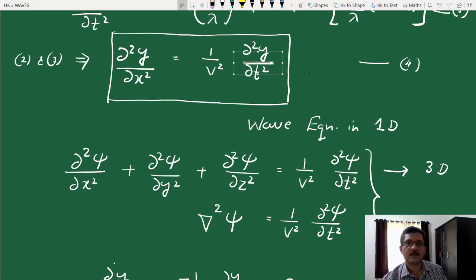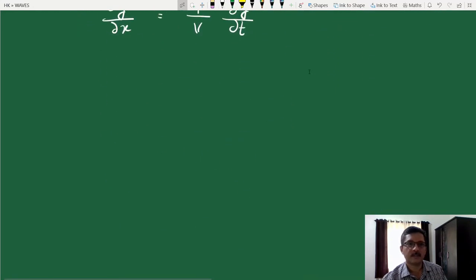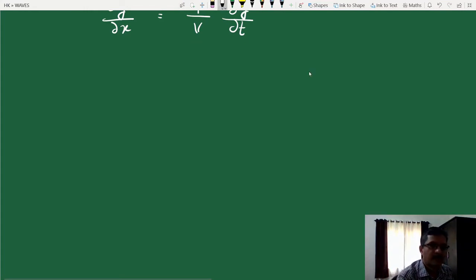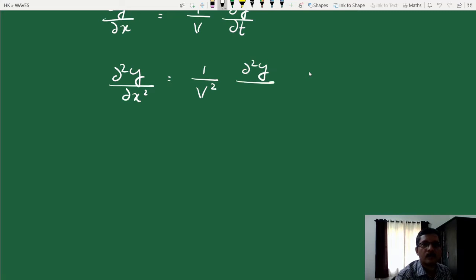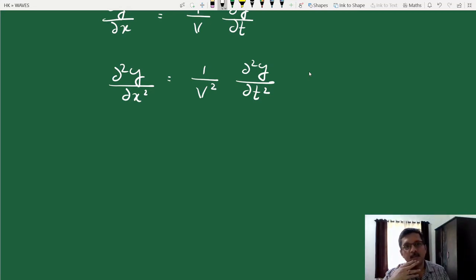Let me rewrite this equation here. The wave equation is ∂²y/∂x² equals 1 by v² ∂²y/∂t², right? When you try to memorize this formula, sometimes people get confused about where this 1 by v² appears. Whether it is along with ∂²y/∂t² or ∂²y/∂x².